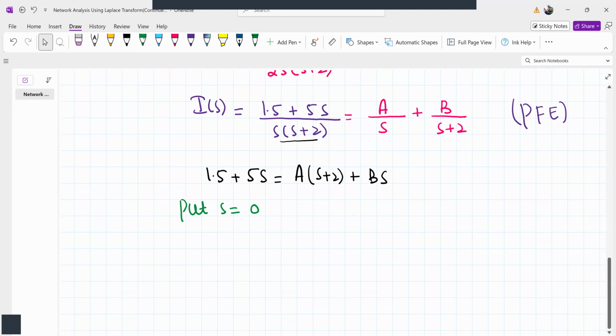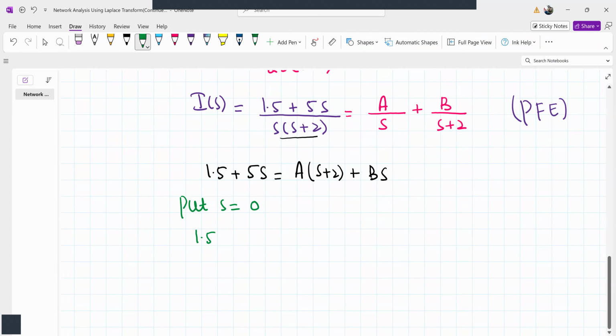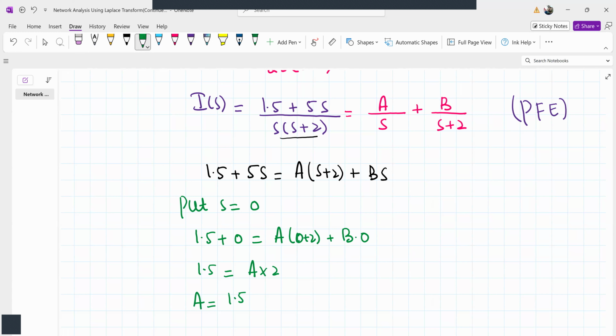So on the right hand side, 1.5 plus 0 will be equal to A into 0 plus 2, plus B into 0. So from this we'll get 1.5 will be equal to A into 2. This implies A will be equal to 1.5 divided by 2, that is 0.75.